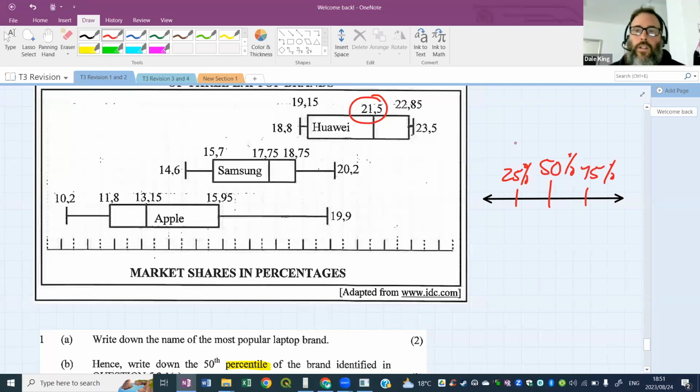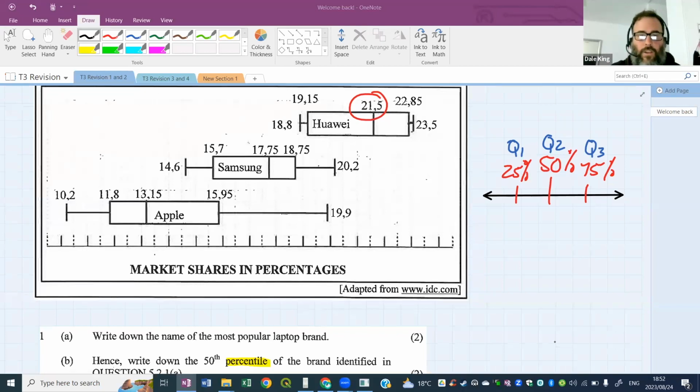All right. So there is a line I've drawn. A quarter of the data sits at Q1. 50% or half of the data sits at Q2, which is the median, and 3/4 of the data sits at Q3, which is the upper quartile. So they say, what is the 50th percentile? Where's halfway for the most popular brand, which is Huawei? It's 21,5. That's the 50th percentile. Half of the data will lie below that, and the other half of the data will lie above that. Okay, very good, Bianca.